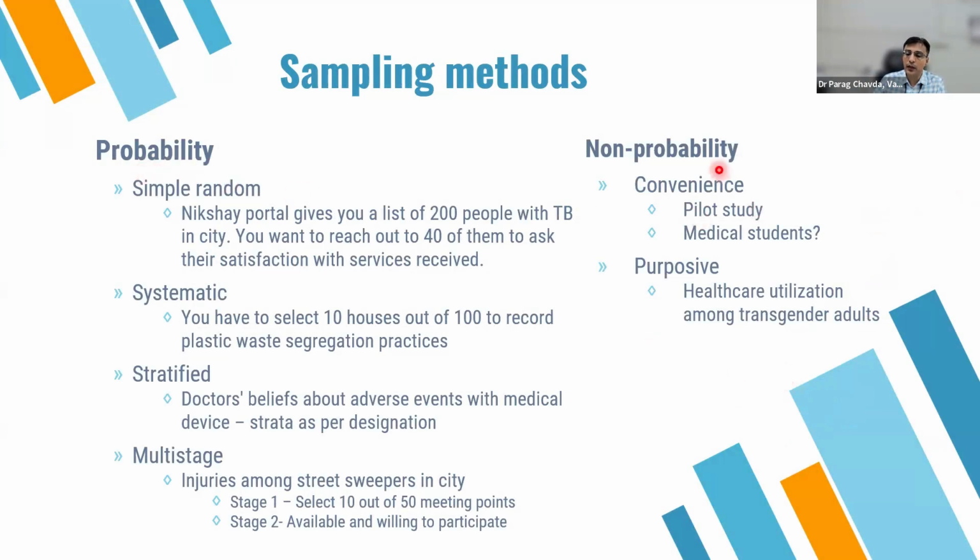So primarily there are two types of sampling methods. One is probability, the other one is non-probability methods. So we'll start with the non-probability methods. There are two scientific words that you come across very commonly: one is convenience sampling, the other one is purposive sampling.